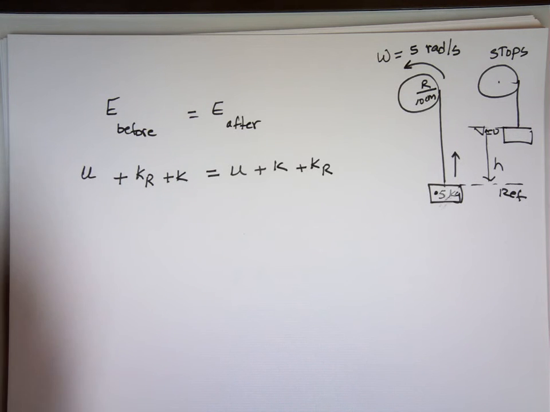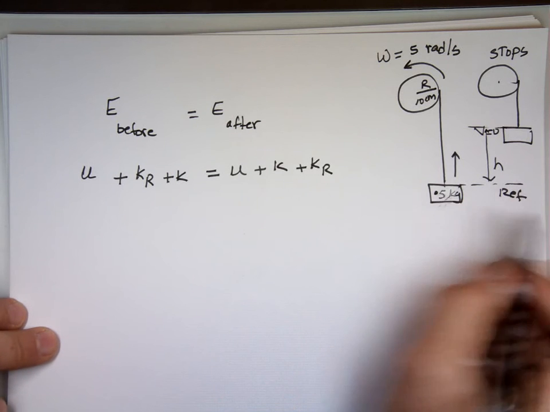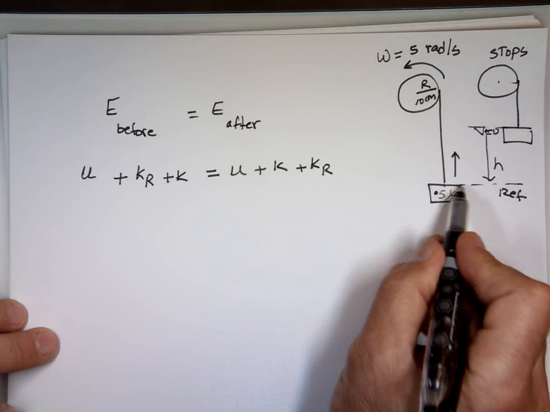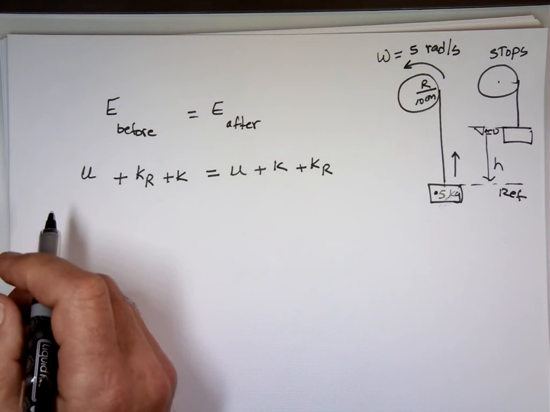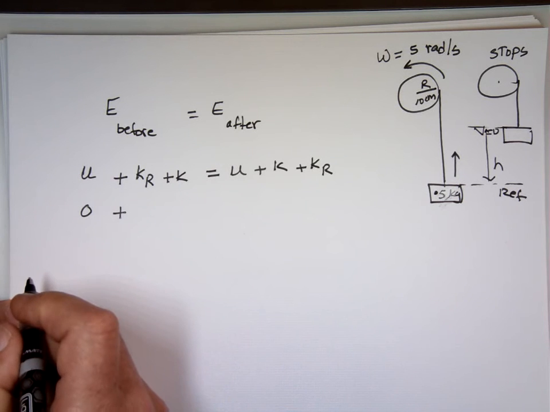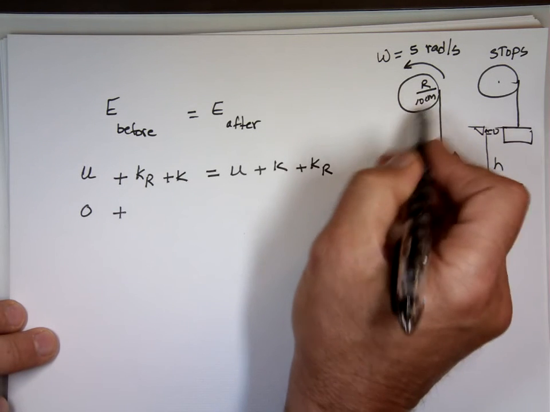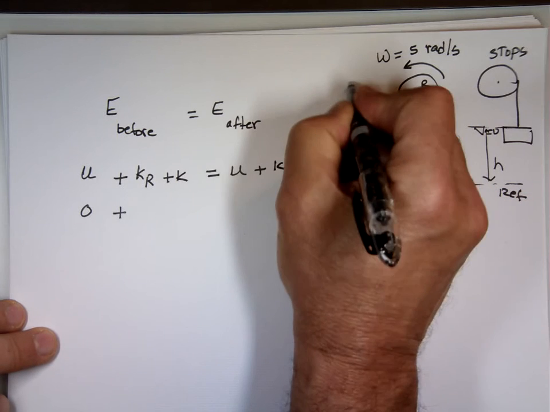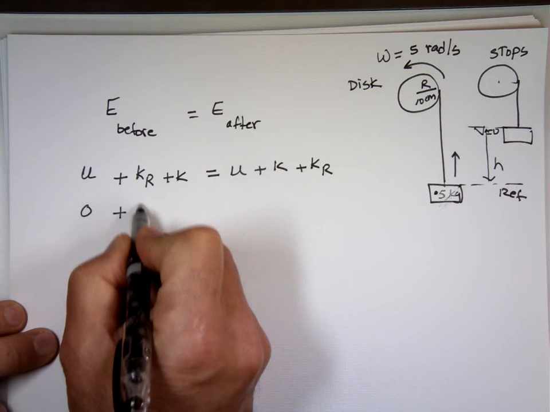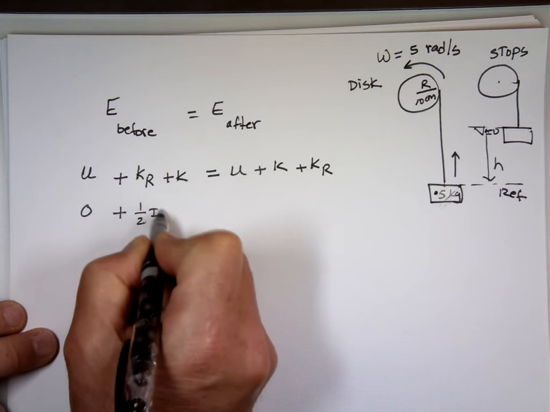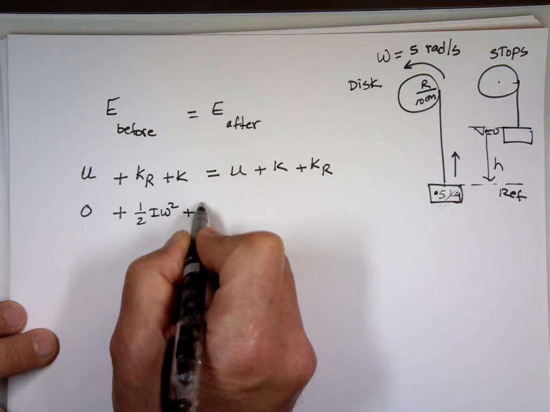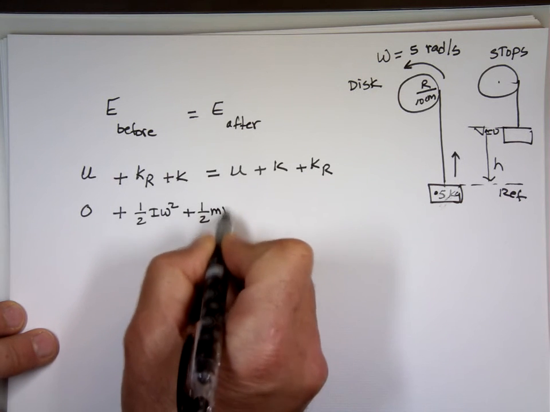If I use this as reference, what is my potential energy for the before? What's the height? 0. So the potential energy is 0. Kinetic energy due to rotation. I'm assuming that's a solid disk. So it's 1/2 I W squared. The kinetic energy is what? 1/2 mv squared. We'll come back and fill in the values.